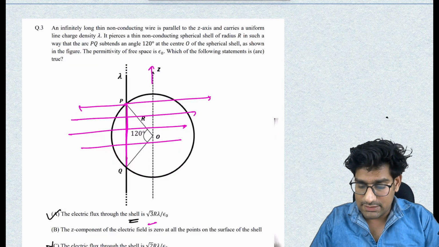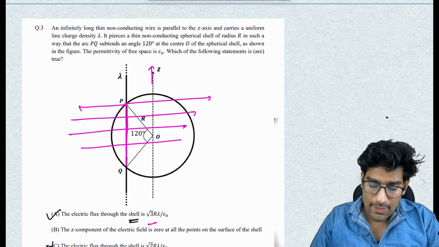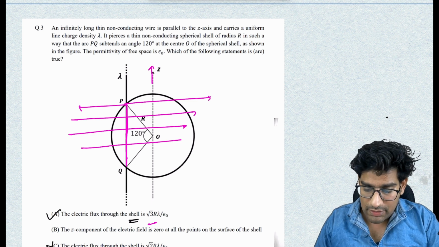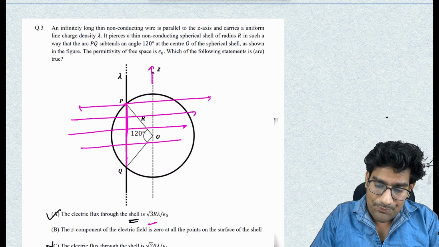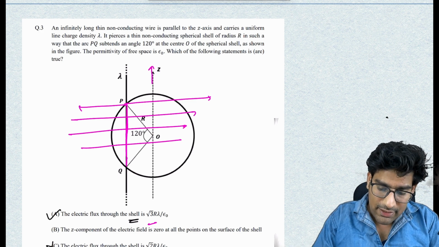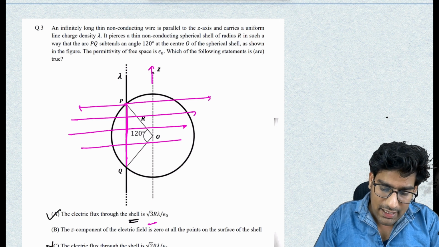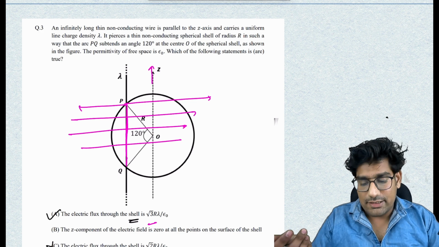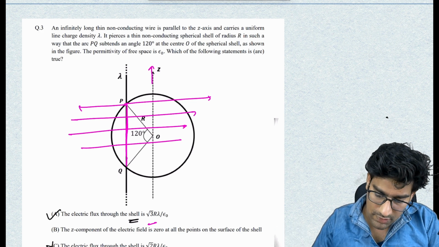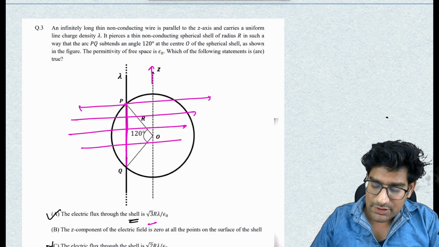The Z component of the electric field at all the points on the surface of the spherical shell is 0, and the electric field is normal to the surface at all the points. No, because see, here it is normal, but if I take here, the surface is something like this, and this is the electric field, which is not normal. That is why option D is incorrect. So the correct options are A and B.